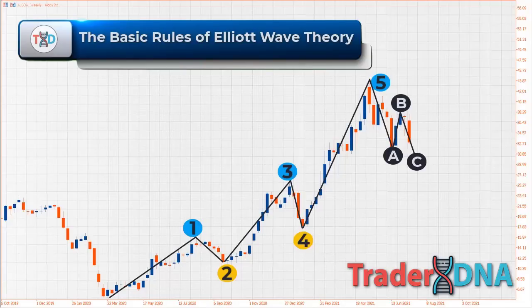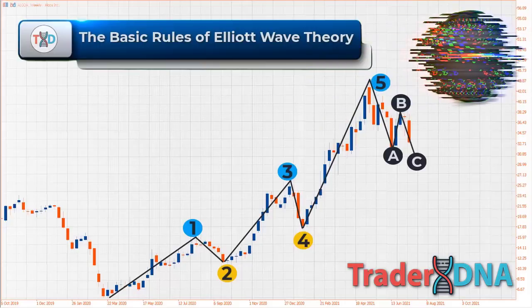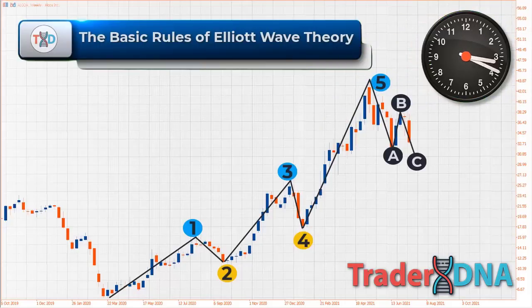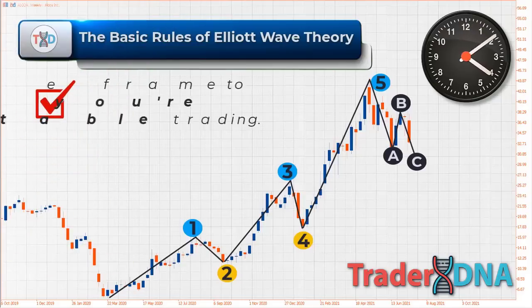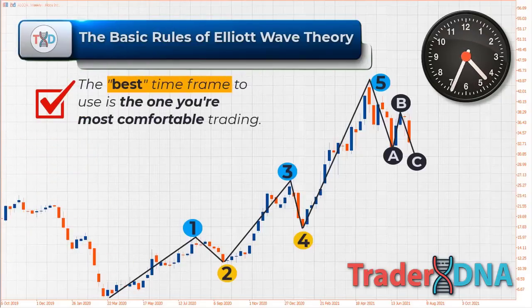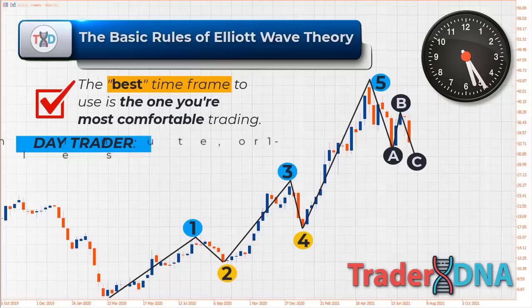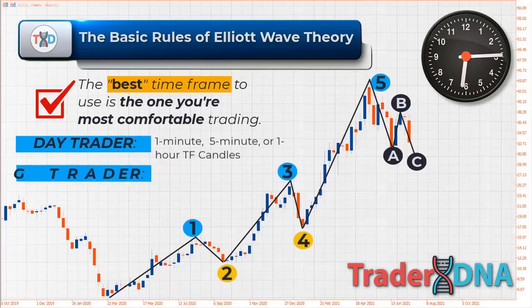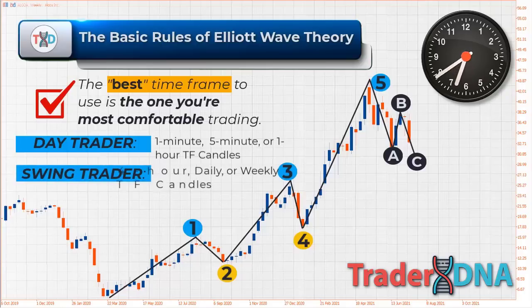But what time frame should you use with the Elliott wave strategy? In theory, Elliott wave patterns are fractal and should apply to any time frame. Therefore, the best time frame to use is the one you're most comfortable trading. If you're a day trader, you may use 1 minute, 5 minute, or 1 hour candles. If you're a swing trader, you may use 4 hour, daily, or weekly candles. If you don't know what your strength is, then try multiple time frames in a demo account to see which one works best for you.